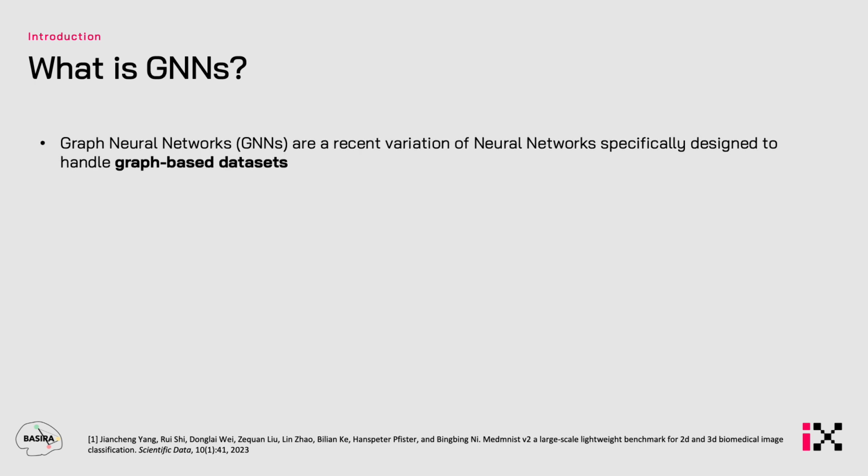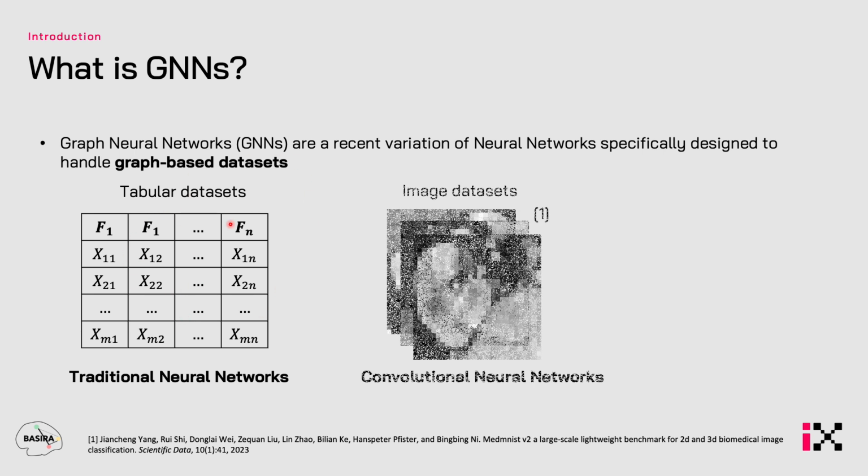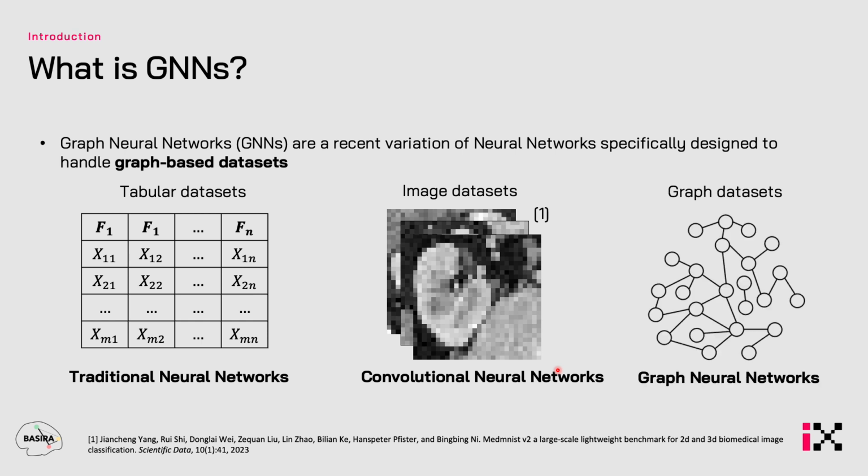First, what are GNNs, or graph neural networks? GNNs are a recent variation of neural networks designed to handle graph-based data. First, we have tabular datasets, which are used by traditional neural networks, and samples here are independent of each other. Then, we have image datasets for convolutional neural networks in computer vision applications, where samples or pixels are placed in a Euclidean space and are connected to adjacent pixels. Finally, we have graph datasets for GNNs, where samples or node connectivities can be arbitrarily defined.